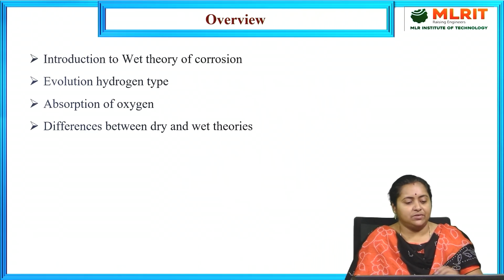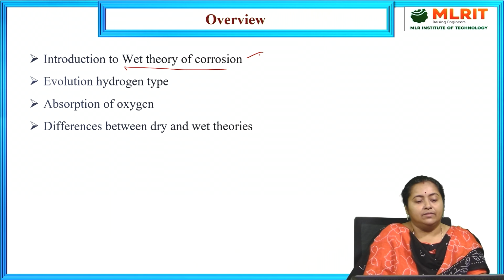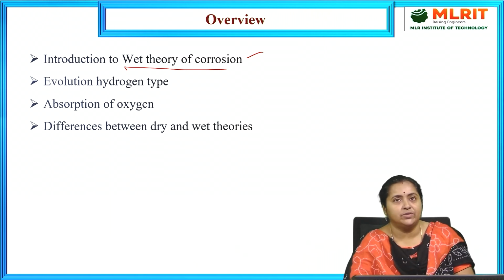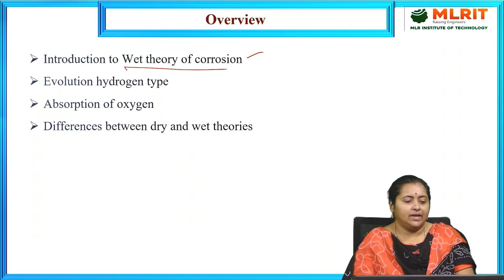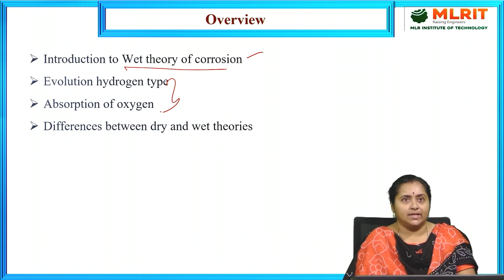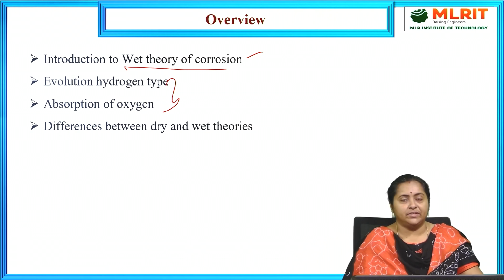In today's session, we are going to discuss the wet theory of corrosion. What is the mechanism that we have to adopt when a corrosion reaction takes place due to electrochemical attack? In this, the anode reaction will be the same, common, but the cathode reaction proceeds in two different ways: evolution of hydrogen gas type, and absorption of oxygen type. After that, we will go for the differences between dry and wet theories of corrosion.